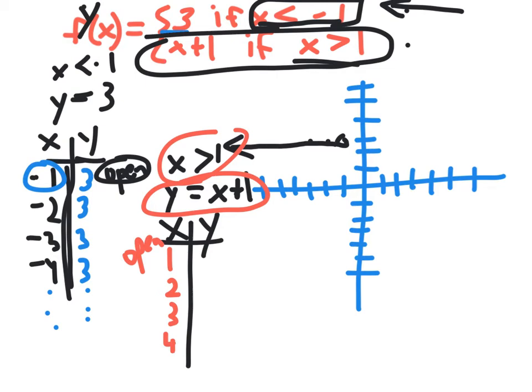So when I plug 1 in here, y equals x plus 1, we have 1 plus 1. It's going to output a 2 there in the y. When I put a 2 here, 2 plus 1 is going to output a 3. When I put a 3 in, 3 plus 1 is 4. When I put a 4 in, 4 plus 1 is 5.